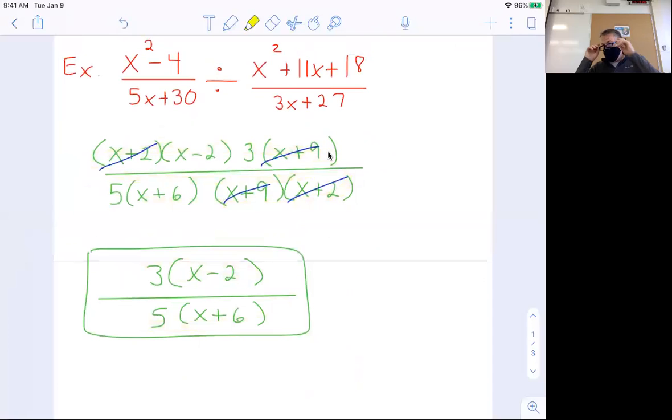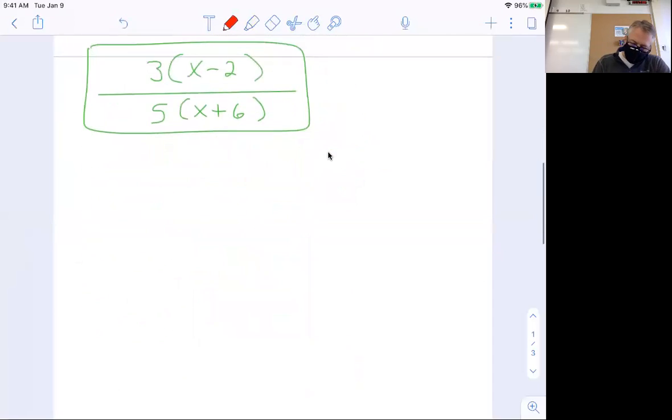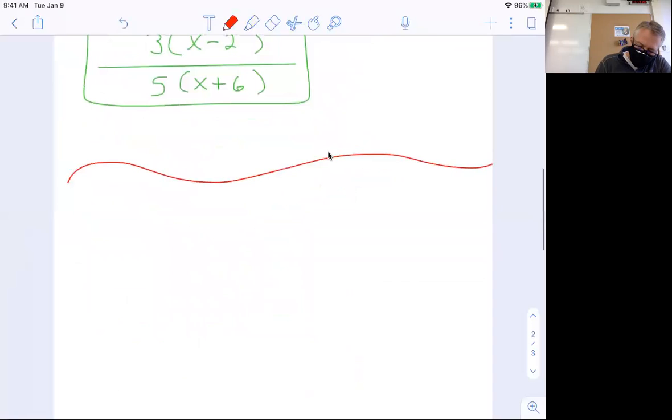So today's is going to be a little bit different. So if I start to go too quickly, please let me know. But we are no longer multiplying and dividing. We are going to add and subtract rational expressions.